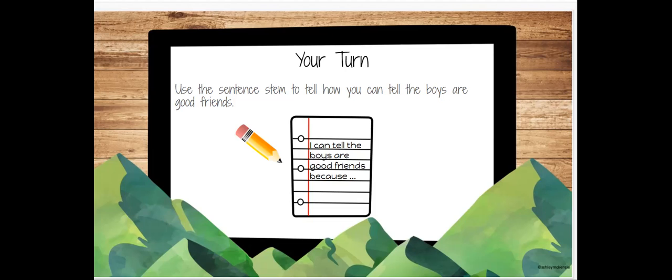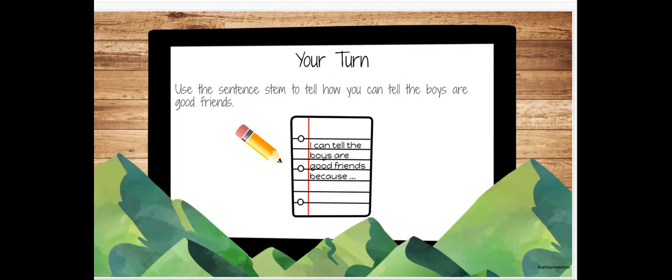I want you to think about the story we read when you are sharing with your friends. How do you know the boys are good friends? What did you hear Miss Lane read to you? What did you see Miss Lane read to you? So think for a second. How can you tell that the boys are good friends?